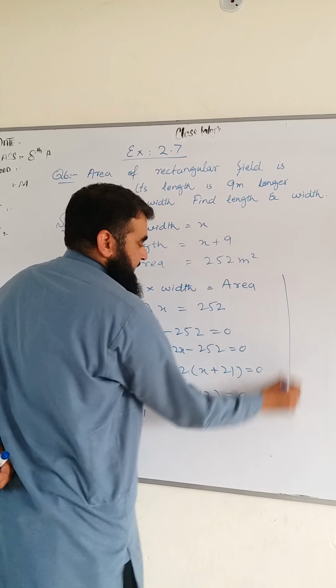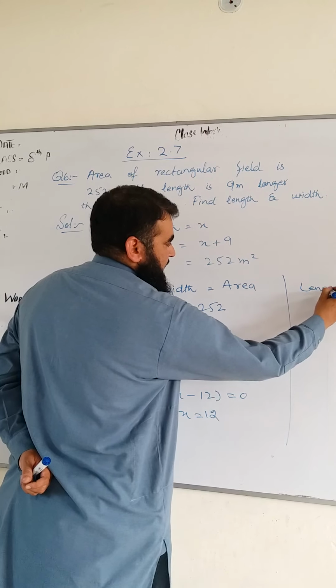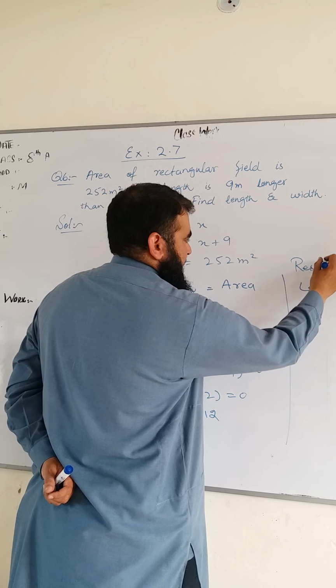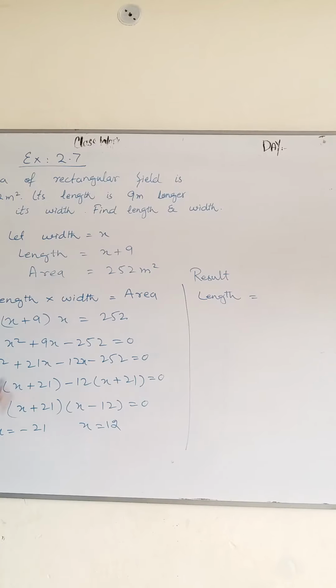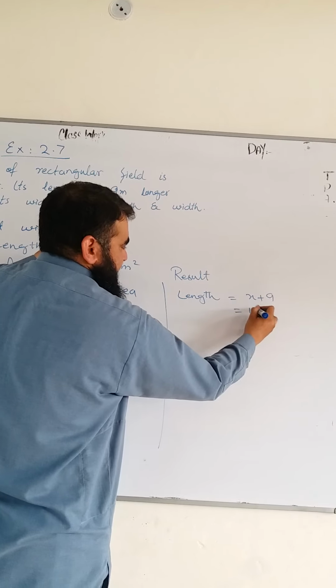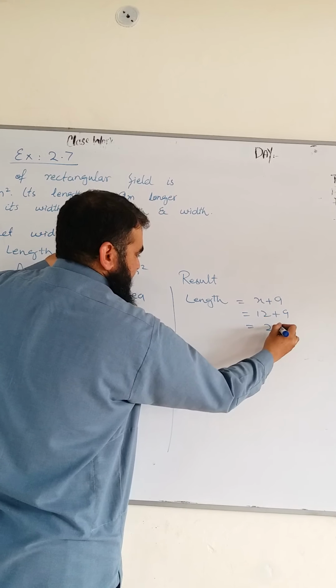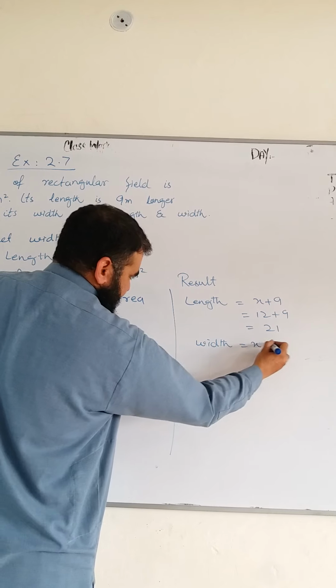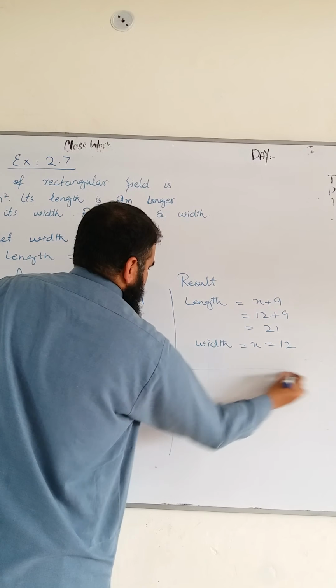So in result, length is equal to what we have taken, x plus 9. So we will write 12 plus 9 is equal to 21. And width is equal to only x, and that is 12. So this is the required answer.